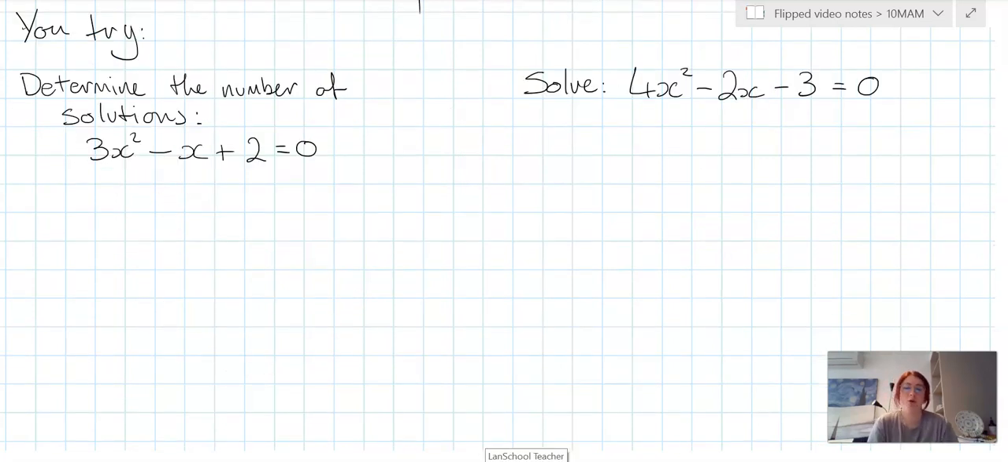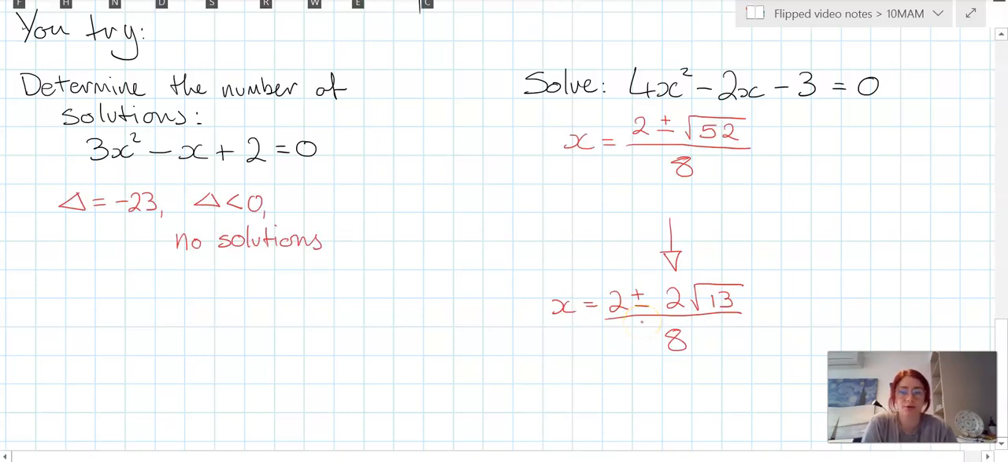Here's 2 for you to have a try at. 1 to find the number of solutions and 1 to actually solve the quadratic. Here are your solutions. So first one, no solutions because the discriminant was less than 0. Second one, if you got to 2 plus or minus root 52 over 8, that's fine. If you actually know how to simplify surds, you would end up with 2 plus or minus 2 root 13 over 8. If you don't know how to simplify surds, don't worry because we haven't actually been over that yet.